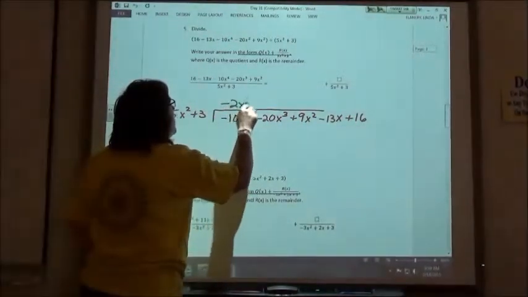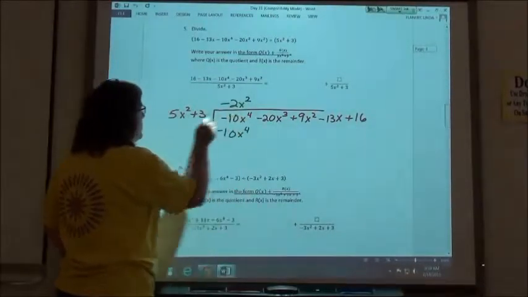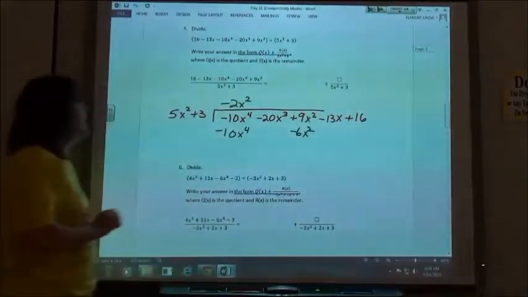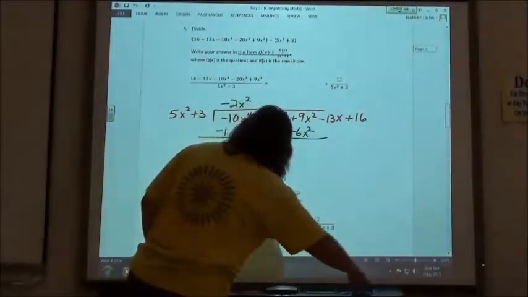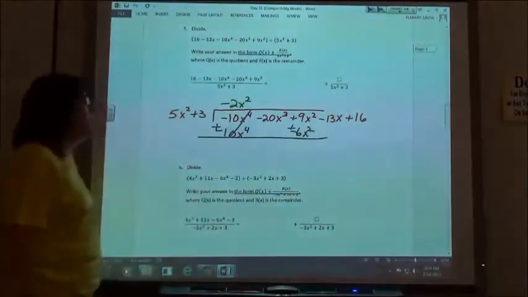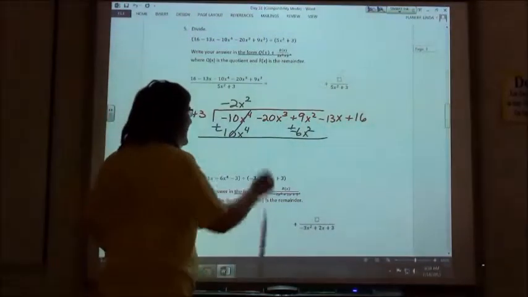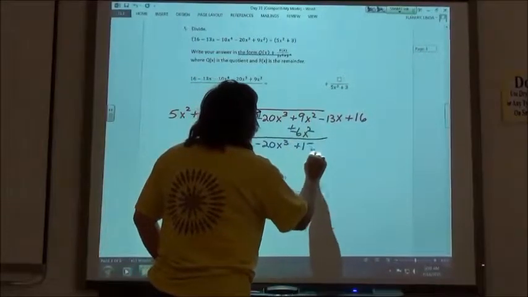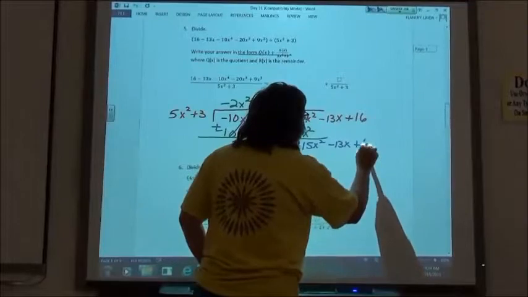Negative 2x squared. So we're going to get a minus 10x to the 4th, and then we're going to get a minus 6x squared, so we want to line that up in the right column. We need to subtract, so we change our signs. And we're going to bring down negative 20x to the 3rd plus 15x squared minus 13x plus 16.